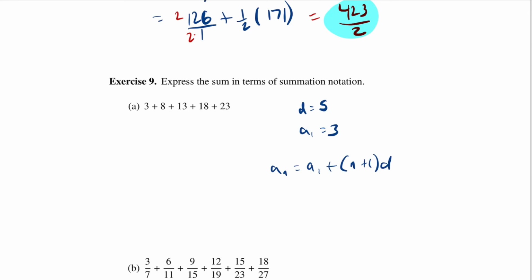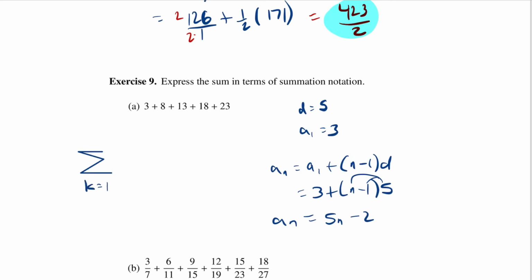So you write a summation symbol. And we're starting at k equal to 1. And because there's 1, 2, 3, 4, 5 terms, the top number is 5. That's just the number of terms if you're starting at 1. And then the formula is given by the nth term. So the formula is 5n minus 2. And you can test it out. Plug in 1, you get 3. Plug in 2, you get 8. Plug in 3, you get 13, so on and so on.